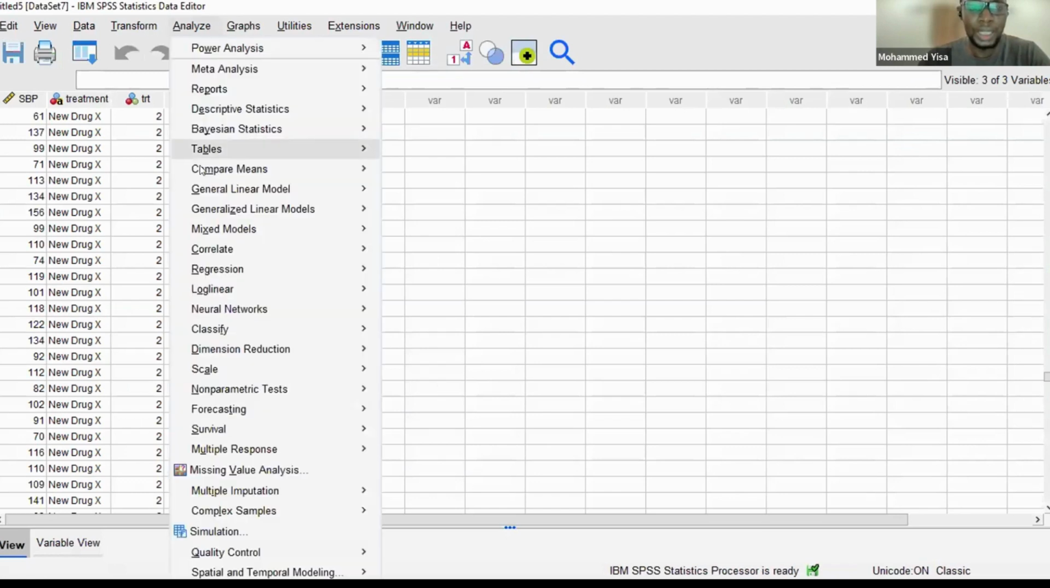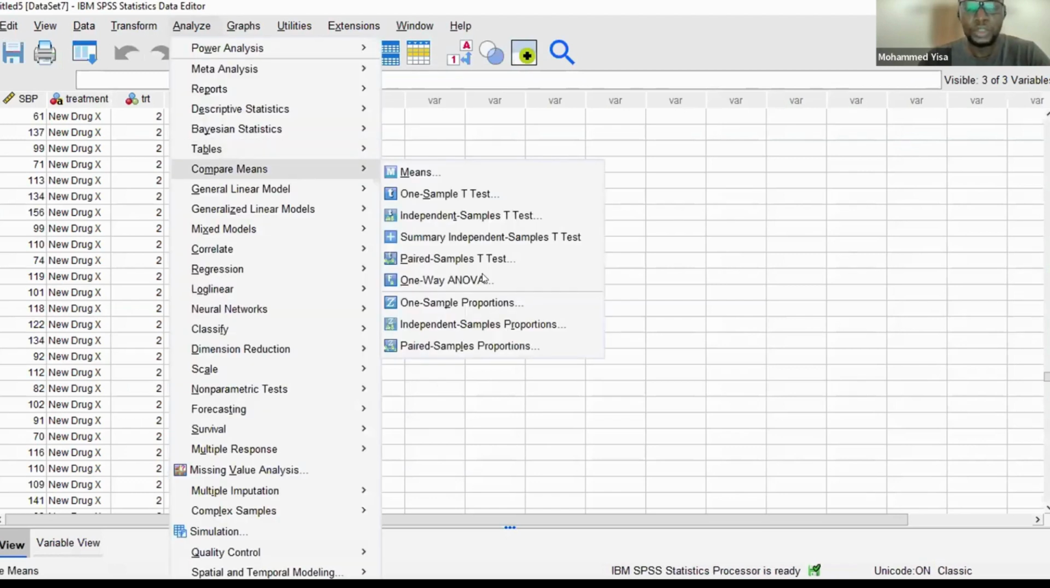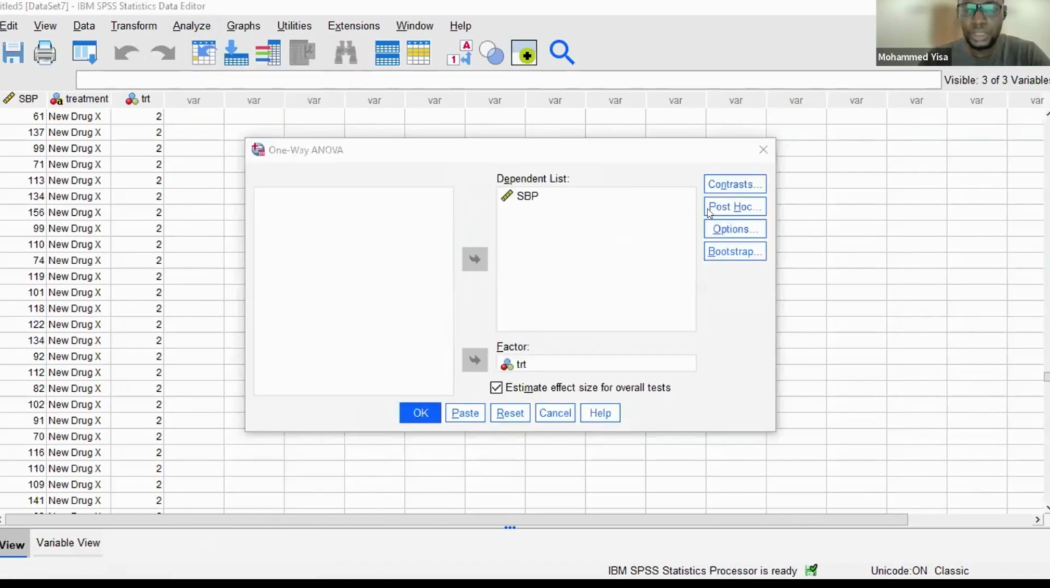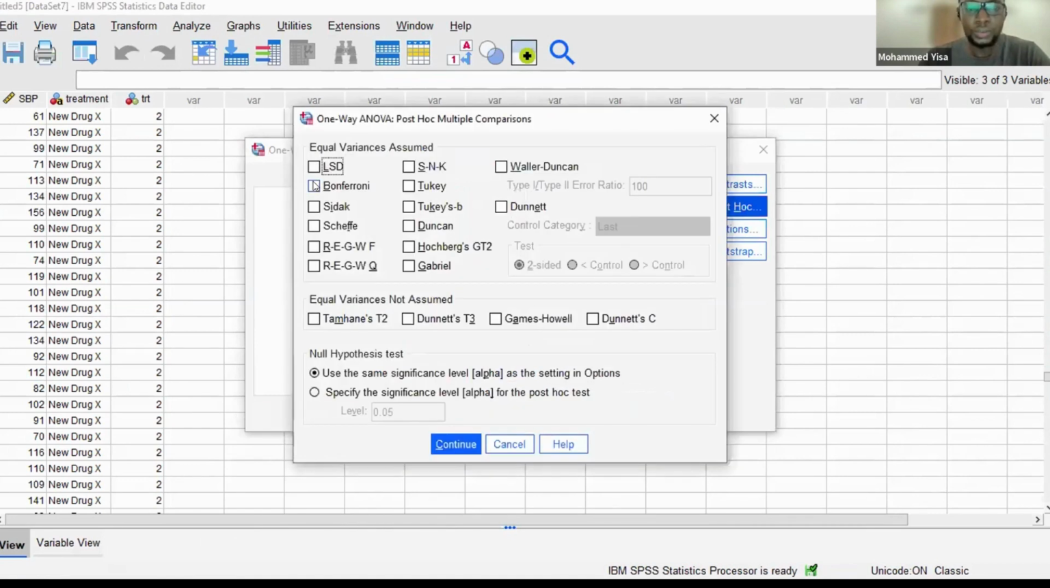So we come here, analyze, compare means, come to one-way ANOVA. Everything else is as it was, but then we come to post hoc and we click on Bonferroni. Okay, and then we go ahead and click on continue. A lot of these other tests are also used for similar purposes, but we're interested in Bonferroni at this time.